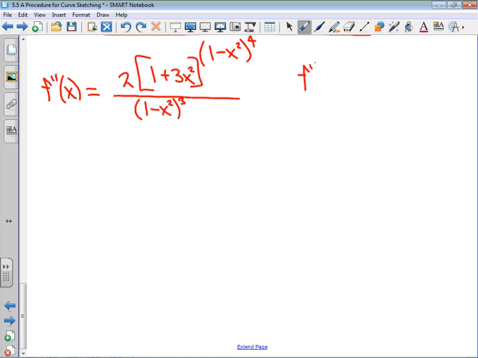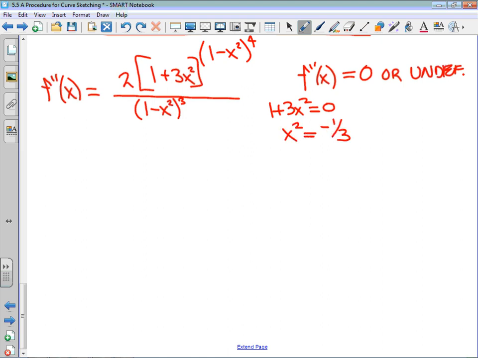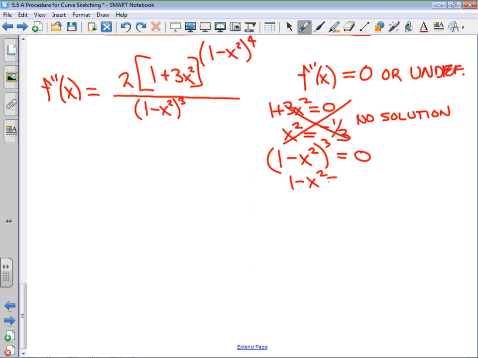And there's two ways that can happen. If the numerator, so 1 plus 3x squared, is equal to 0, well, this would be x squared is equal to negative 1/3. That has no solution. So there is no point where f double prime is equal to 0, but f double prime could be undefined. It's undefined when 1 minus x squared, technically cubed, is equal to 0. This happens when 1 minus x squared is equal to 0, which is x is equal to positive or negative 1.